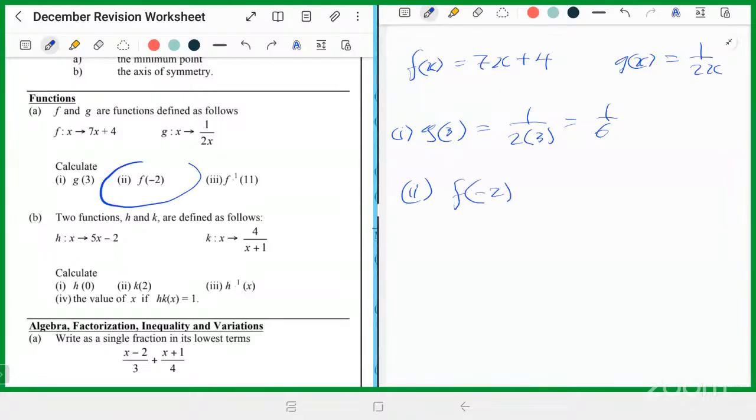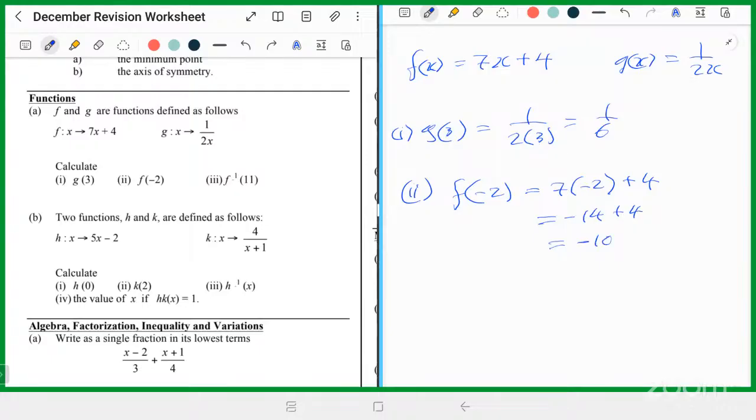Part 2 wants f of negative 2. That means they want us to put negative 2 in the f function right here. So it becomes 7 times negative 2 plus 4. That's negative 14 plus 4, which is negative 10. The answer is negative 10.